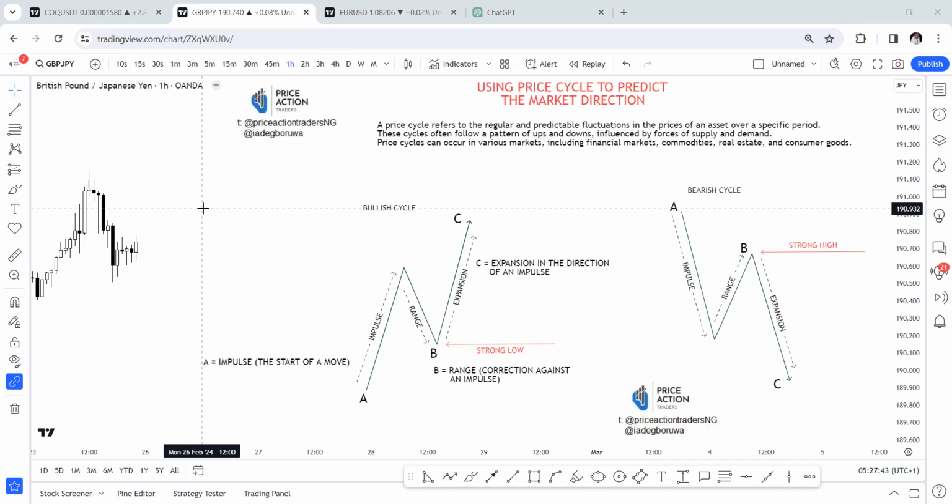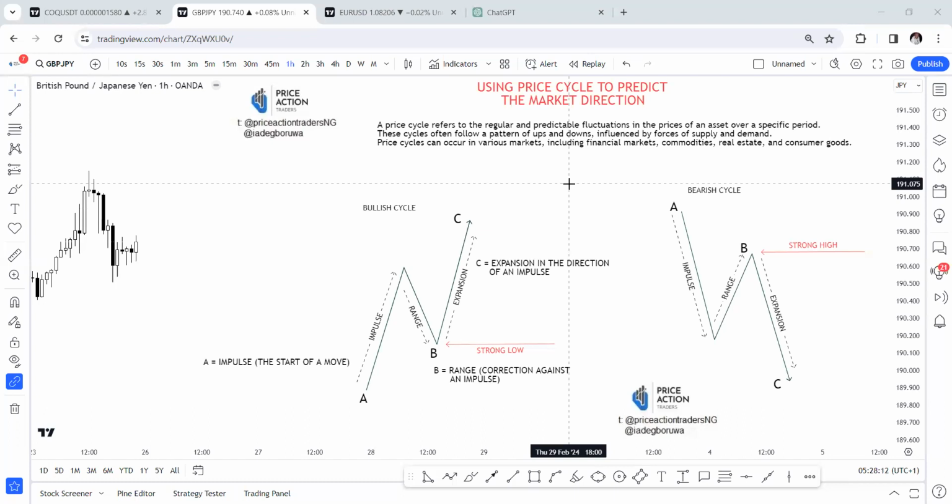This is bold. This is using price cycle to predict the market direction. But before then, I would like to show you what is price cycle and the significance of using the price cycle to predict the market direction.